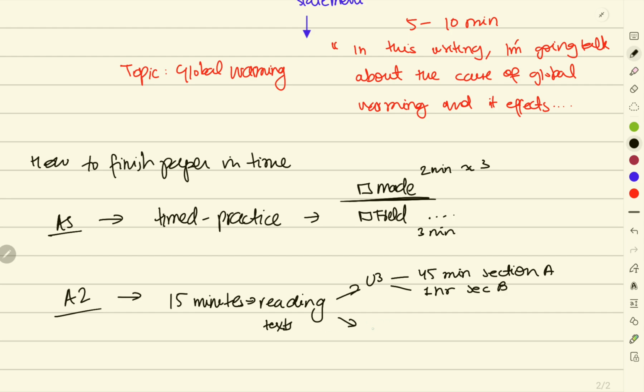And for Unit 4, section A is also 20 marks, and section B is 30 marks. So you can use a similar time distribution. 45 minutes for section A, and then 1 hour for section B.